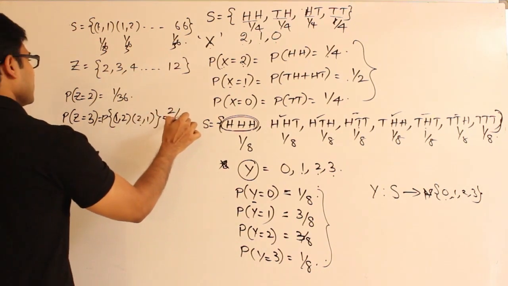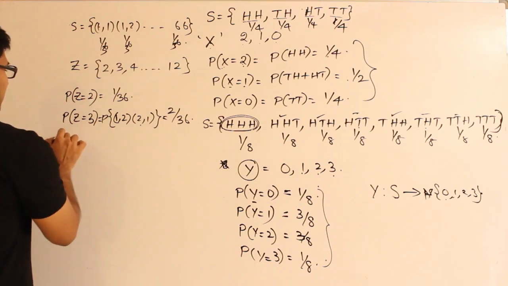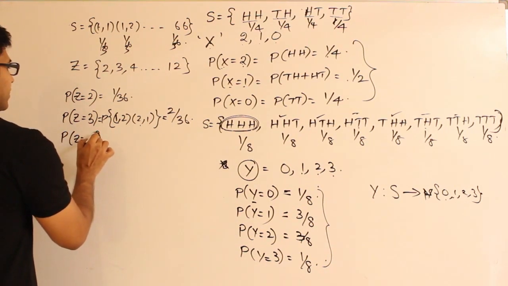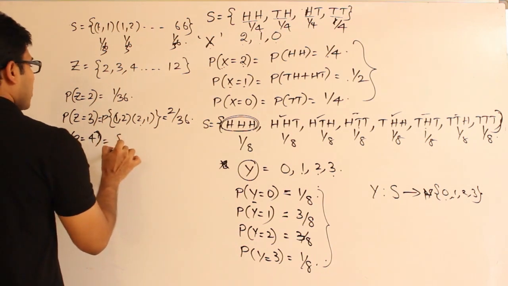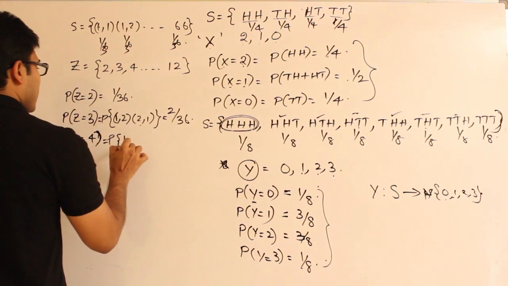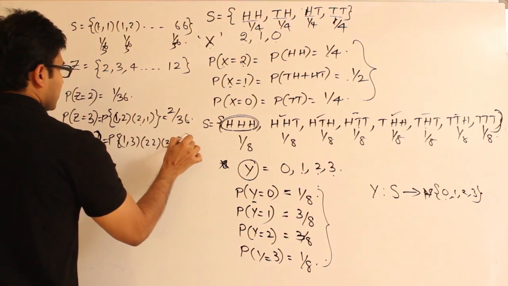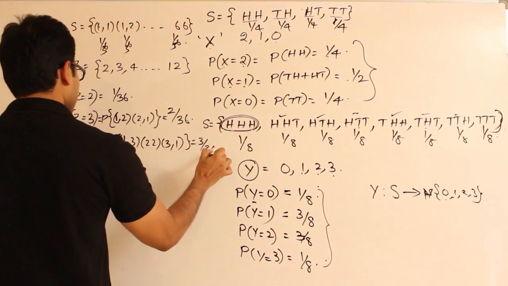Therefore for this one the probability is 2 by 36. What about the probability that Z equal to 4? So what are the cases we have? All possible cases are 1 3, 2 2 and 3 1. Therefore it is going to be 3 by 36.